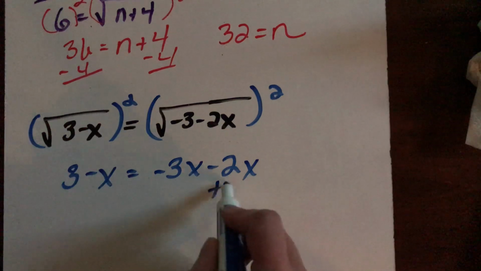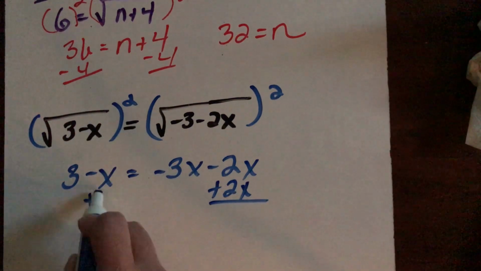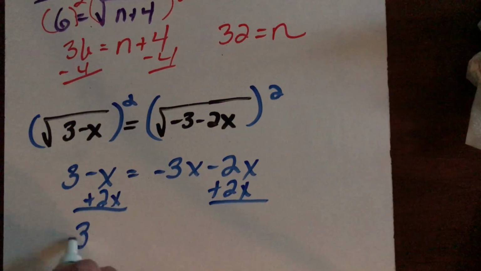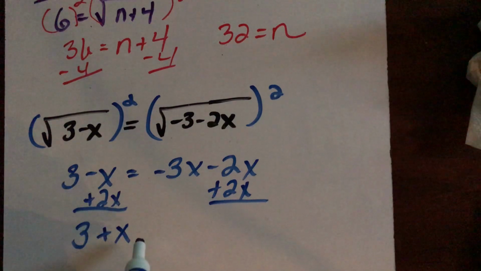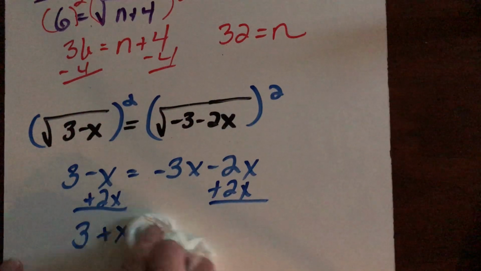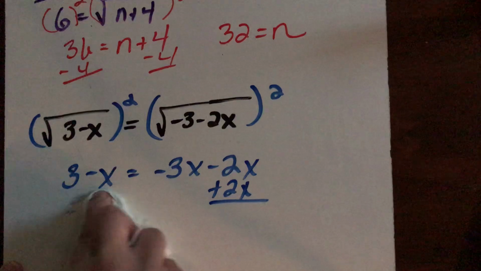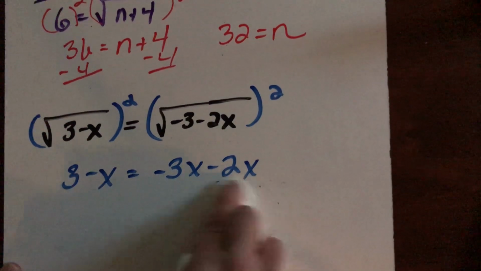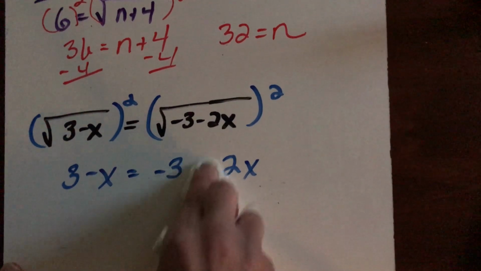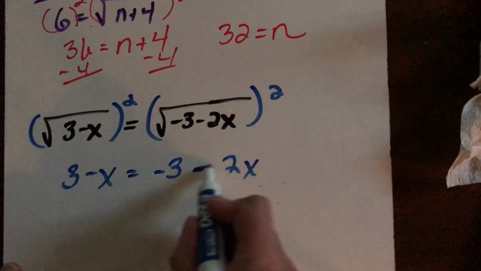I am going to move the smaller x because I don't like to deal with negatives. So I'm going to have 3 plus x. Oops! Miss Evans. I don't have y'all yelling at me. What did I do wrong? I brought it down wrong. So let's try this again.